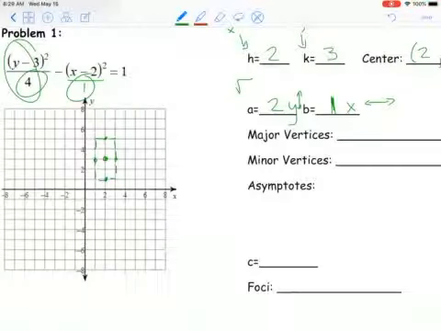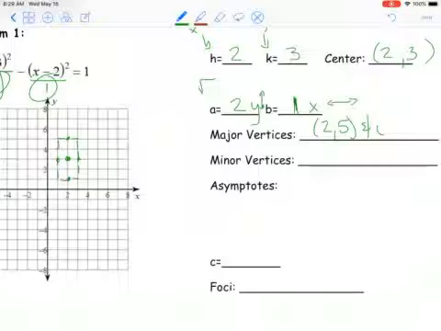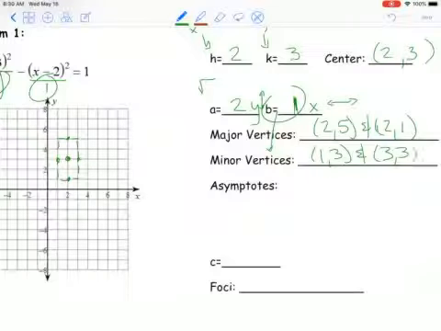Okay? Now the major vertices are the A ones. So we went up and down. So we have 2, 5 and 2, 1. Our minor are the B ones. Okay? So those are going to be the 1, 3 and the 3, 3. Okay, so let me show you with the color here. Minor are these ones right here. Okay?